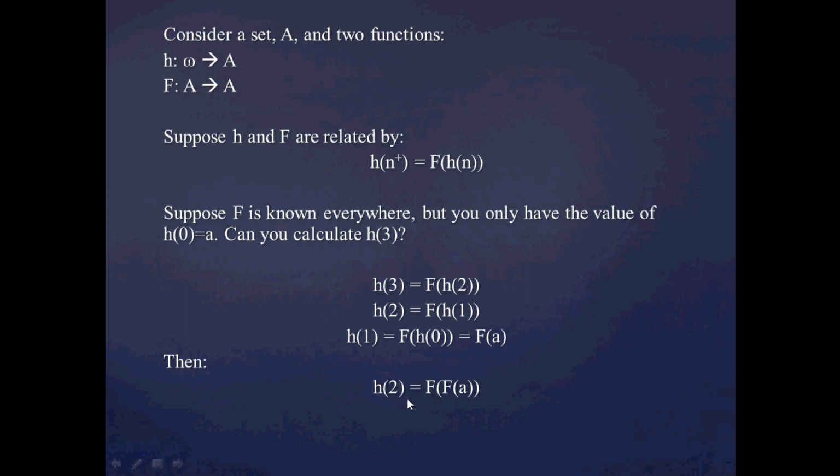So now we know that h of 2 is f of f of a, and then we just continue to work our way upward. We know that h of 3, since we know what h of 2 is, we just plug that into this location here. So now we see that h of 3 is f of f of f of a. And since we know what f is, we know what a is, and we know what f is doing at each step, we know what h of 3 is.